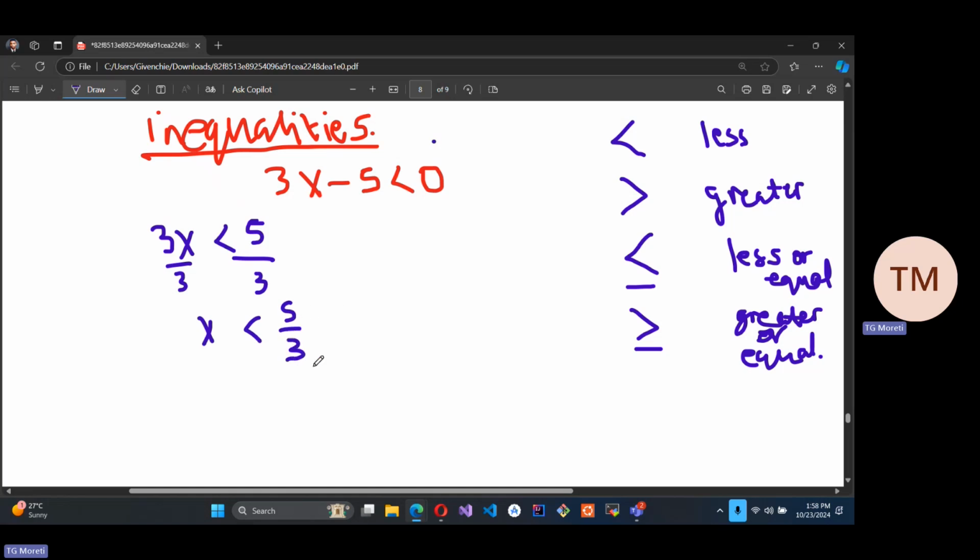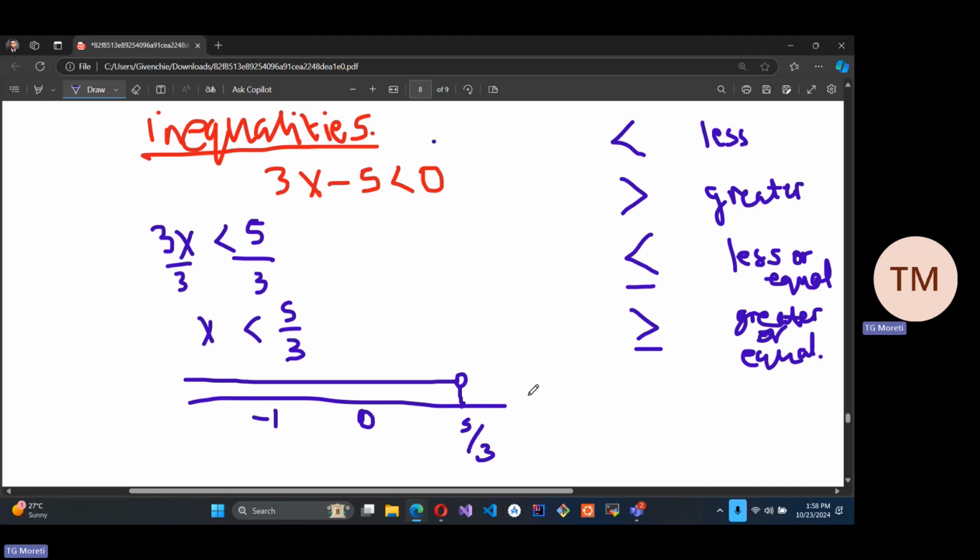Now, what does this 5 over 3 mean? It means when we go onto our number line and place 5 over 3 somewhere here, it is going to be positive, so it has to be on the right-hand side of 0. Then this part is the negative. So our answer can be anything from negative infinity until 5 over 3, but it does not include 5 over 3. If we write it mathematically, it's going to be negative infinity up to 5 over 3, but it does not include 5 over 3.